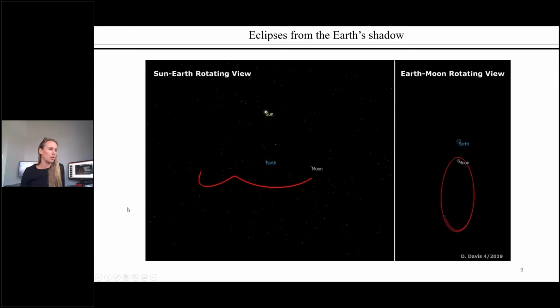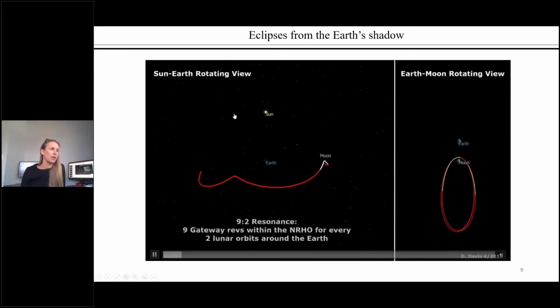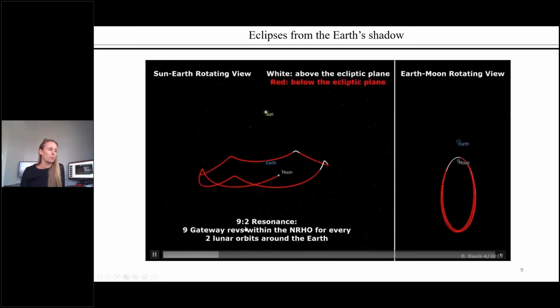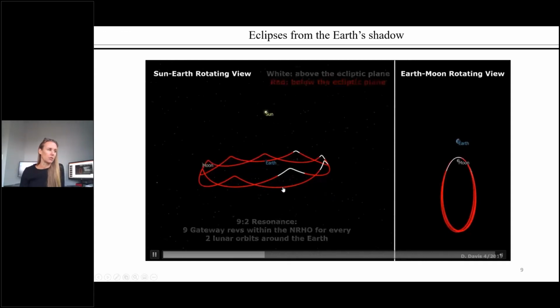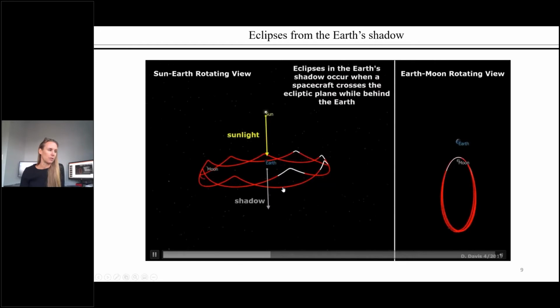So what you see is the Gateway NRHO in the Sun-Earth rotating view on the left. Here the Sun and the Earth are fixed in the frame. And on the right is the Earth-Moon rotating frame. As I've mentioned, the Gateway goes around the Moon 9 times during every 2 lunar orbits. So we get this repeating pattern of geometry. I colored the trajectory white when it lies above the ecliptic plane and red when it's below the ecliptic plane. And I did this just using a FreeFlyer script to change the color when I want it to change.